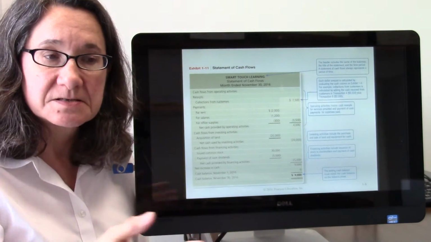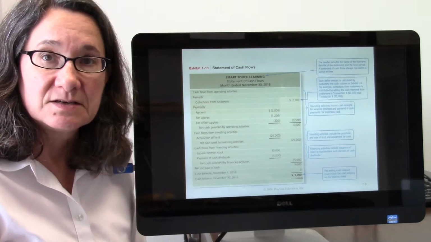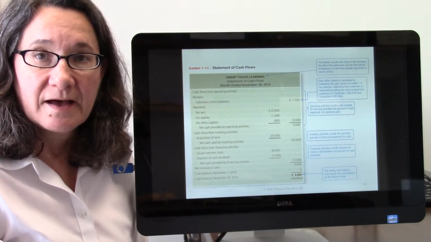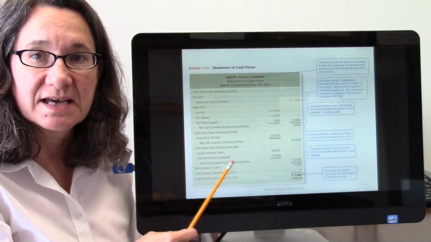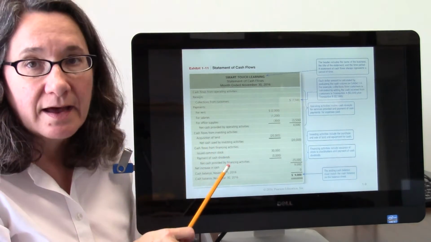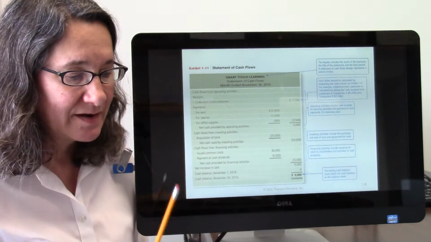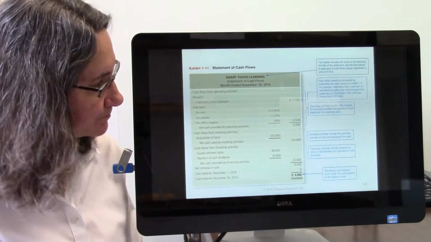Then the balance sheet, that's our assets equals liabilities plus owner's equity. We do that next. And finally, the fourth statement is the cash flows. We'll get into it in a lot of detail in the next to last chapter this semester.